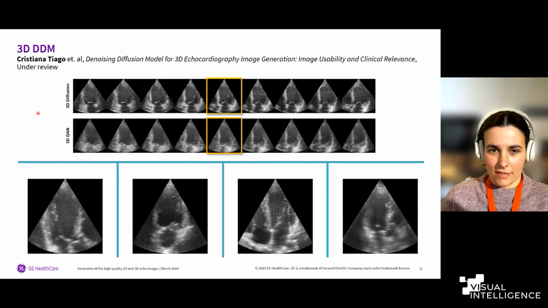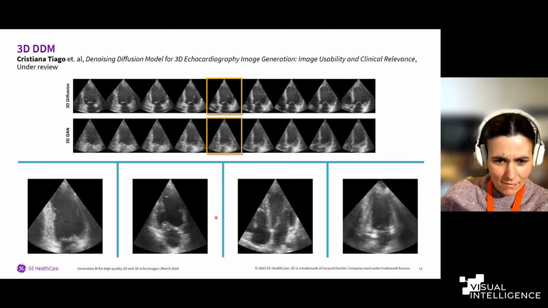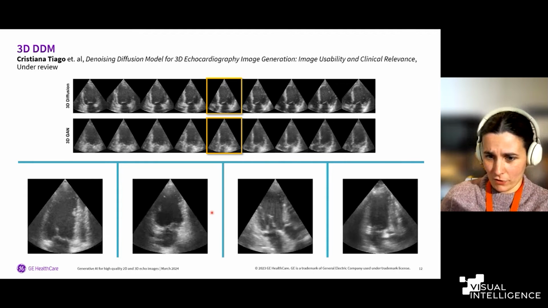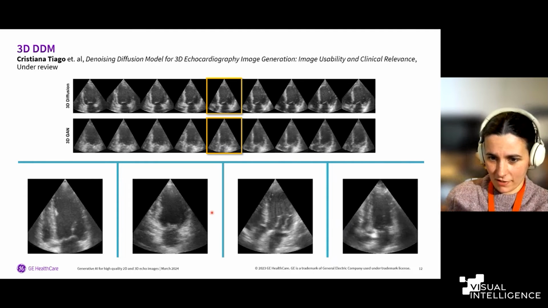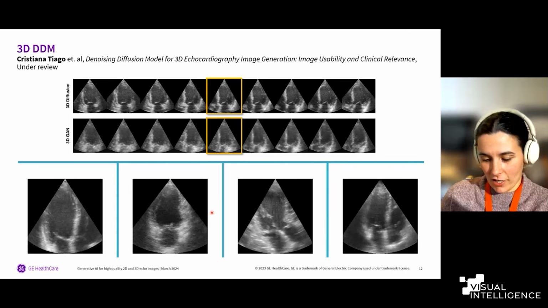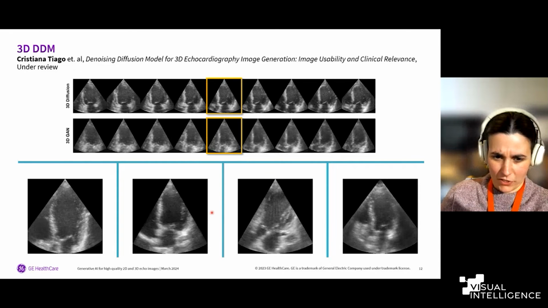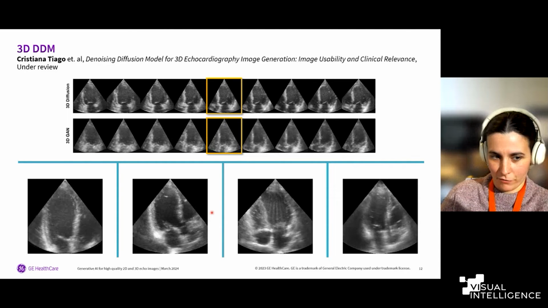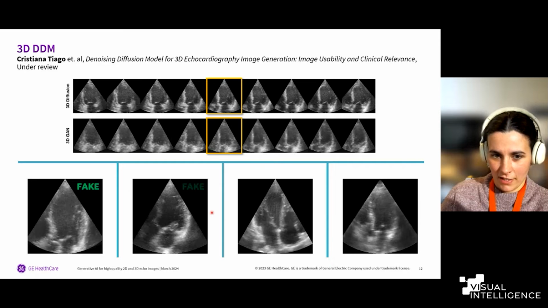Because 3D ultrasound acquisition is very peculiar, it was tricky. My computer is lagging, I'm so sorry. Here at the bottom, you see some examples of those rotations. I'm not going to ask you to tell me what's real and what's fake, but you can have an idea of what the model can actually do.